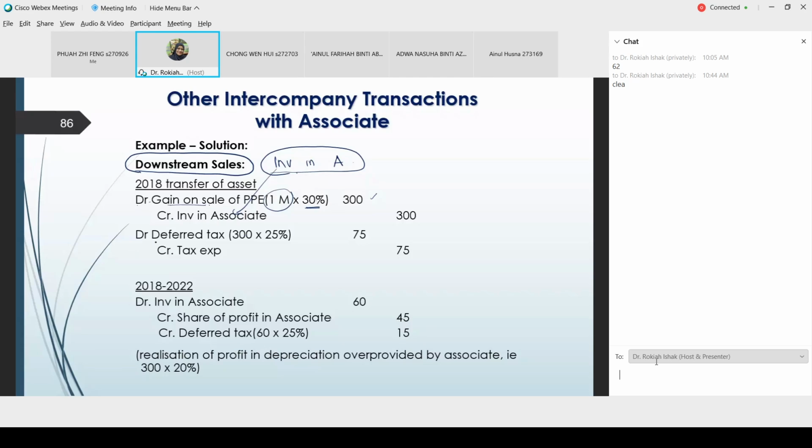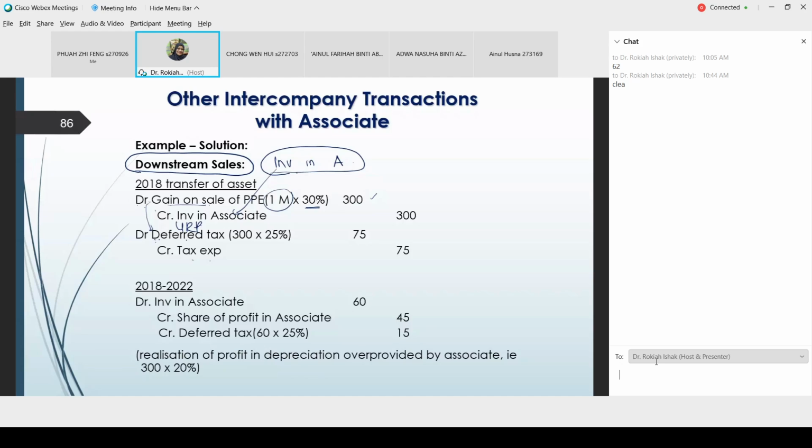The gain is also subject to tax. Since the gain is not yet realized, we're going to debit deferred tax because this is the URP. So for the URP, you debit deferred tax and then credit tax expense. We assume that the tax rate here is 25%. So we debit deferred tax and credit tax expense.